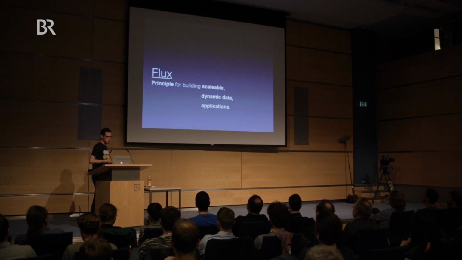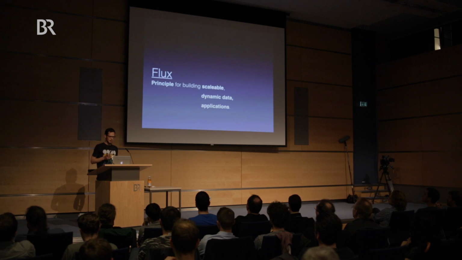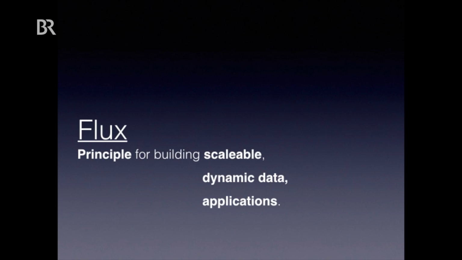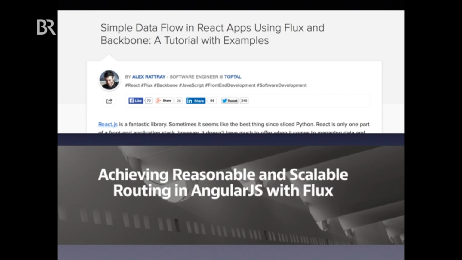So Flux, if you try to define it in a few words, is basically a principle for building scalable, dynamic data-driven applications. And because it's a principle, you can use it in multiple cases. Flux is normally thought of as something where you have to use React, but it turns out there are a lot of blog posts where people say you can also use Flux together with Backbone, which is an MVC framework that's been around for a long time, or even bind it together with this other competitor, AngularJS. In that case, the blog post claims that Flux helped them scale the application.